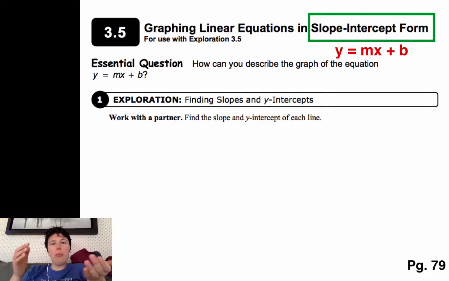Every time I read that, I know it really means y equals mx plus b. Slope-intercept means I have the slope and the y-intercept. So that's the m and the b, y equals mx plus b. And preferably, this is my favorite way to write an equation of a line, because y equals mx plus b is very easy to graph.